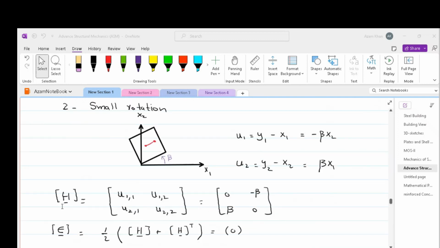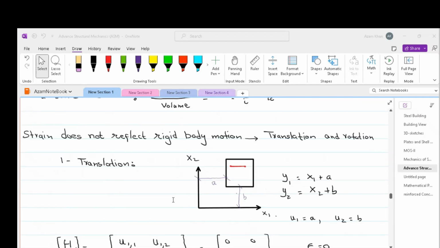Now again, plugging values in our displacement gradient matrix, we get u1,1 equal to 0, u1,2 equal to minus beta, u2,1 equal to beta, and u2,2 equal to 0. Now, we have the displacement gradient, which is not 0. If we put the values in our strain matrix, we get everything 0.